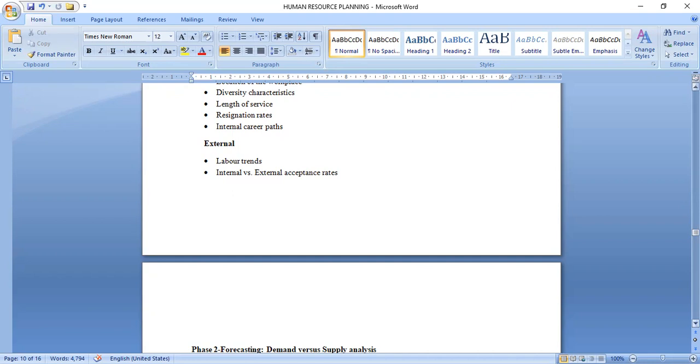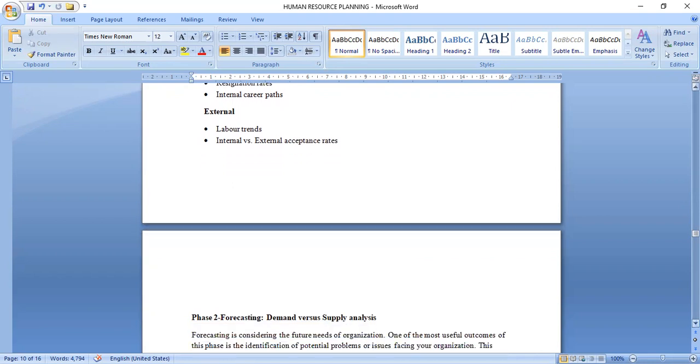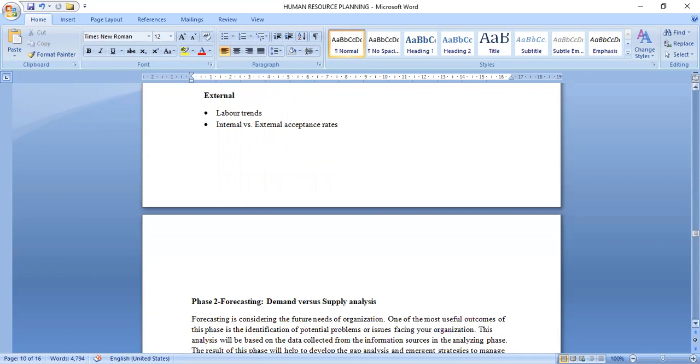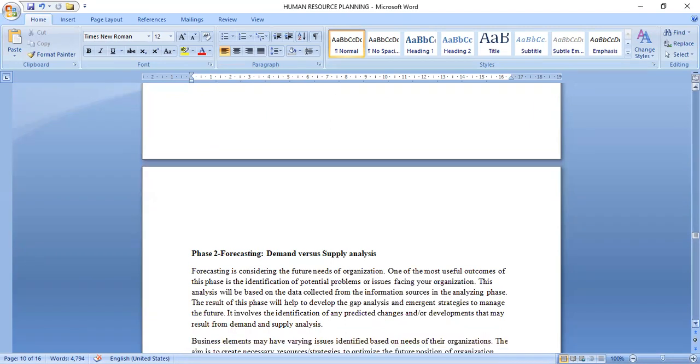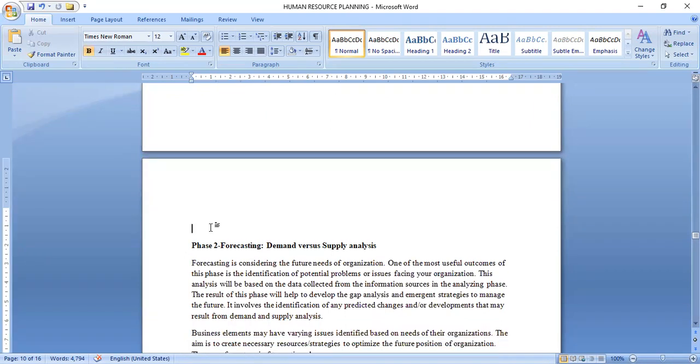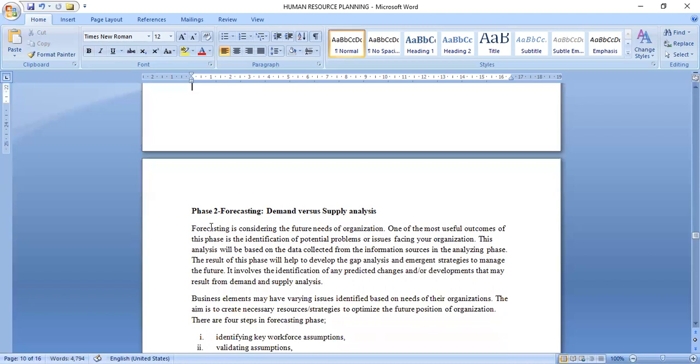So still under the supply analysis, we look at the internal versus the external acceptance rates. Of course, at the end of the day, with these rates, we are looking at, for example, the payment rates. Are we together? The payment rates that you're considering for your employees. Then that was analyzing.